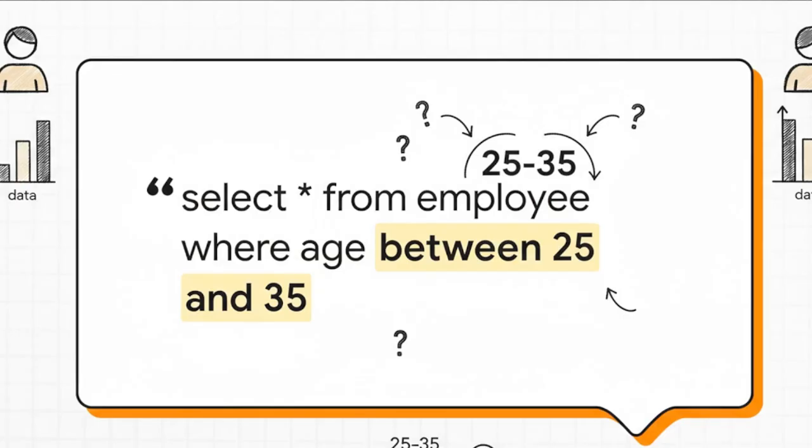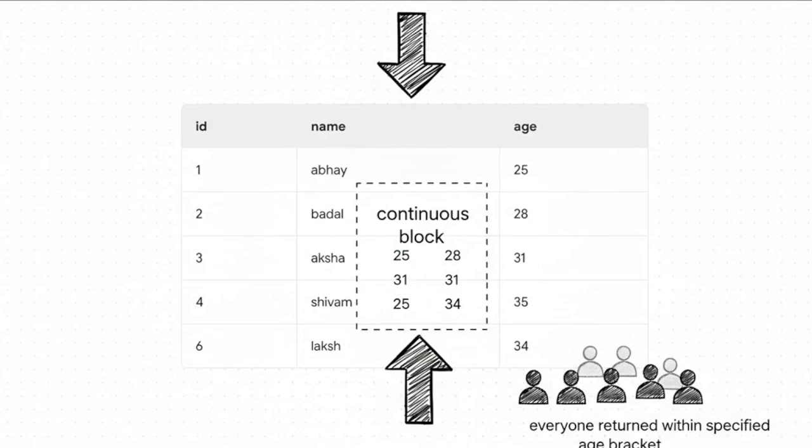So let's start with BETWEEN. This query is about as straightforward as it gets. We're asking for all employees where the age is between 25 and 35. And by the way, that includes both 25 and 35. The range is inclusive. And just like that, the database gives us exactly that slice of our data. Every single person it returned is within that age bracket we asked for. It's a fantastic way to filter out a continuous block of information.